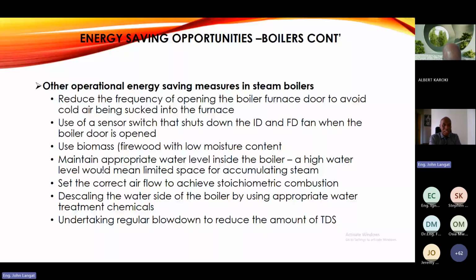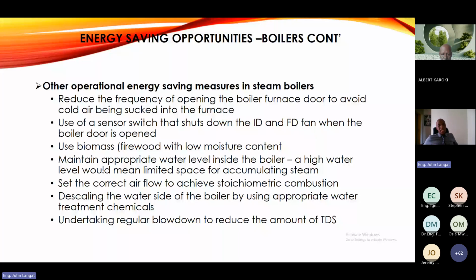Then use biomass with low moisture content. Then maintain an appropriate water level inside the boiler. I spent a lot of time mentioning how the water level inside the boiler makes it effective. High water level means you are going to accumulate less steam, then you are going to be firing that boiler continuously. So you need space inside the boiler to accumulate steam. And set the correct airflow to achieve stoichiometric combustion. This is just operational issues.